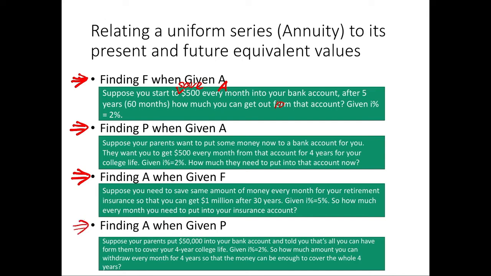You cannot withdraw like 10,000 every month because the money is not enough. So you need to have a plan. And then to answer this question, you need to use the equation of finding A when given P. So these 4 scenarios are all very real and very useful in our daily life.